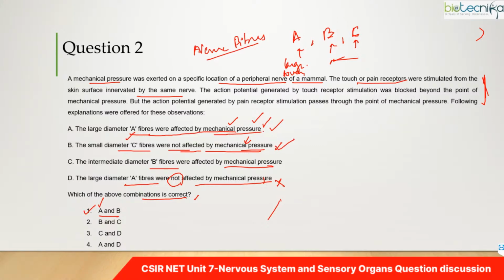Are you getting it? So the correct statements are A and B. D is incorrect, as I told you. Now let's talk about C: intermediate diameter B fibers were affected. These B fibers are definitely not affected by mechanical pressure. So C is incorrect.